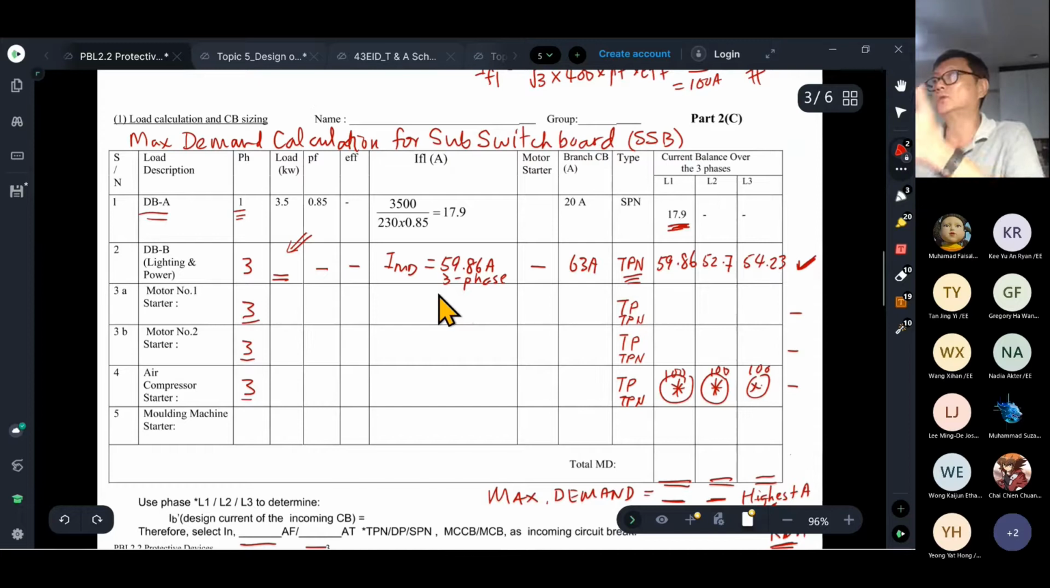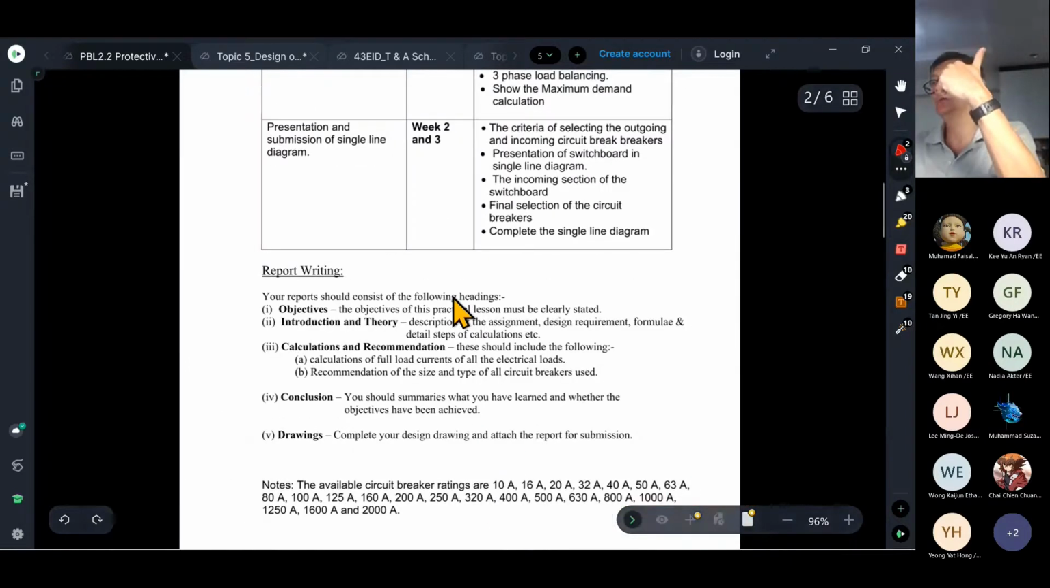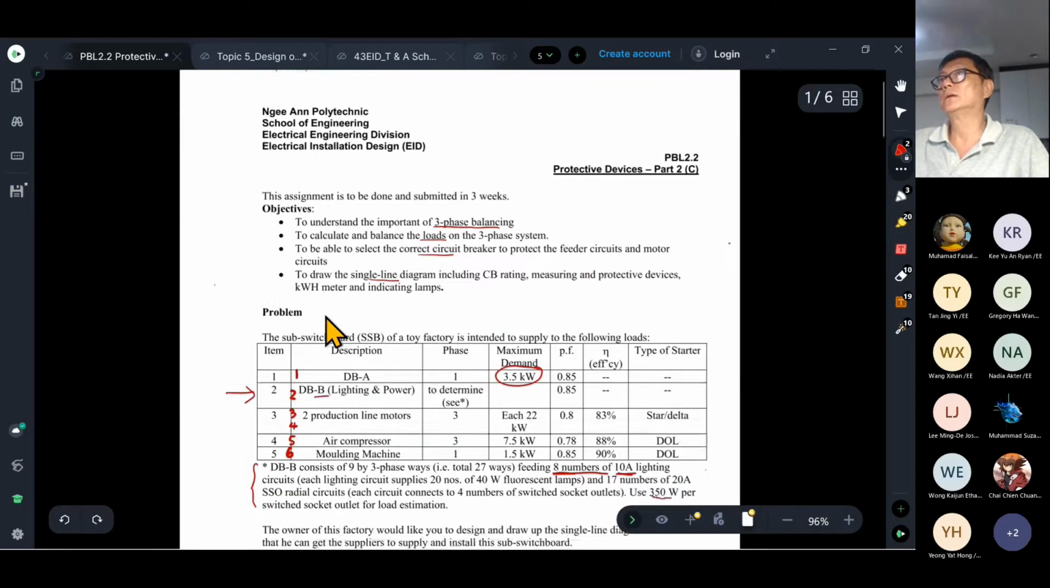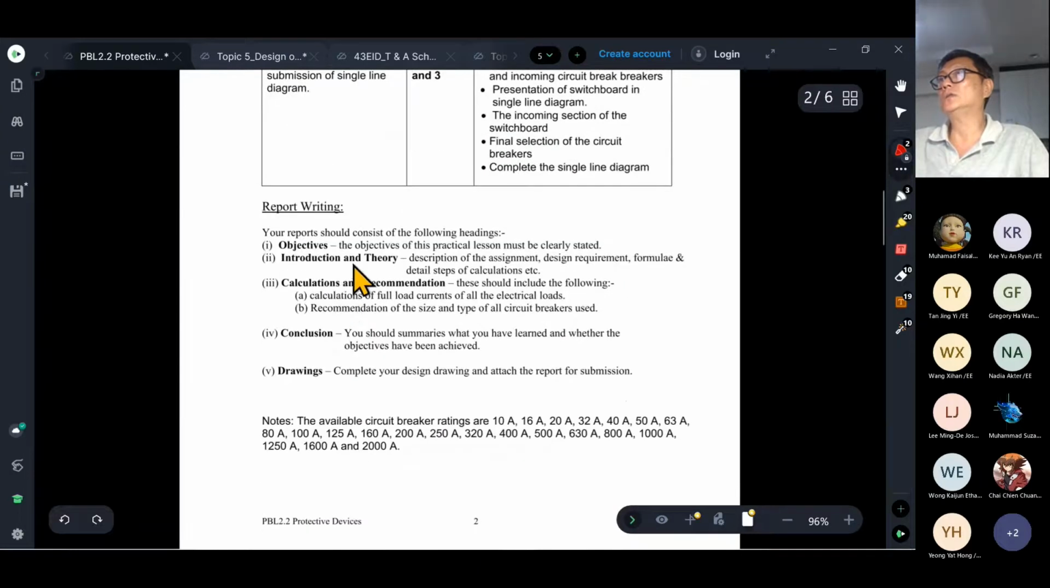So your PBL 2.2 submission has three important things. One is all the calculation that I've just shown you. All right. When you write your report, you must follow this. Objective, just copy from here. Copy this objective, right? Then introduction and theory. This one, you read the lecture note and then you write what you think you are supposed to do here: three-phase load balancing, circuit breaker sizing, how you size the circuit breaker, things like that.